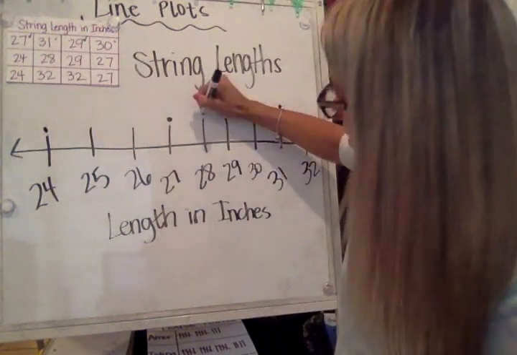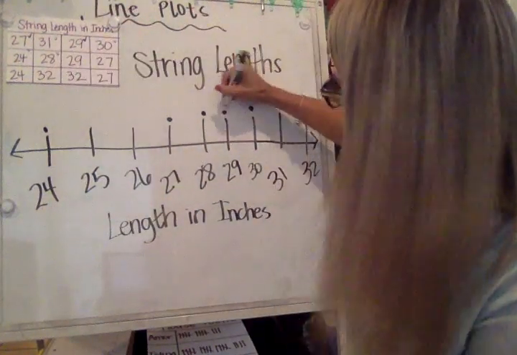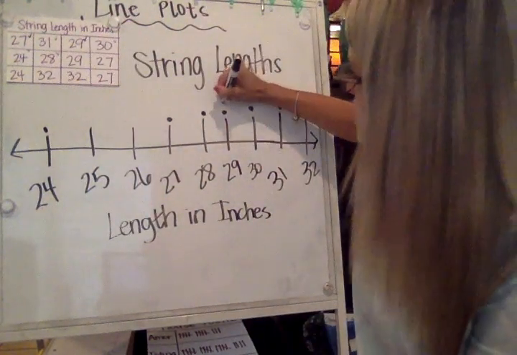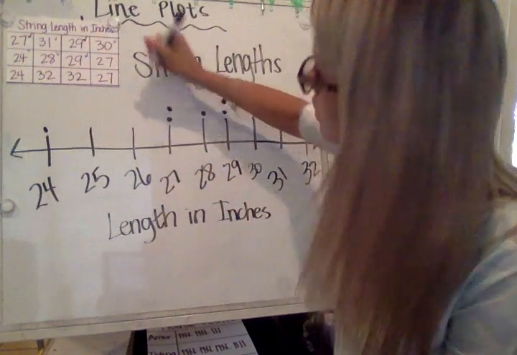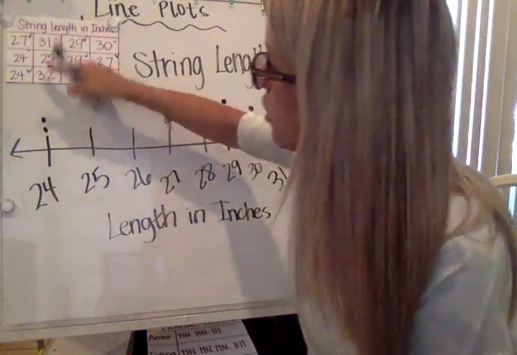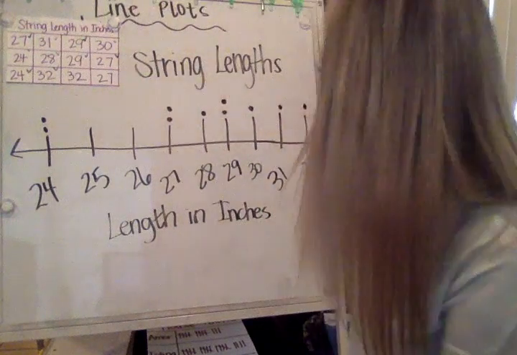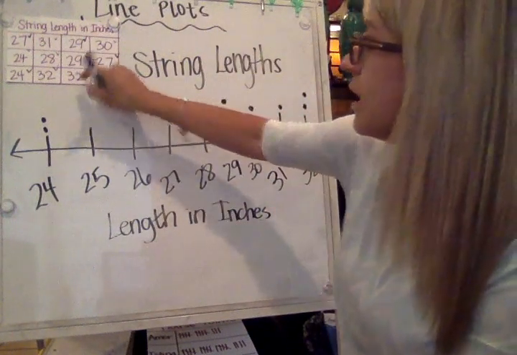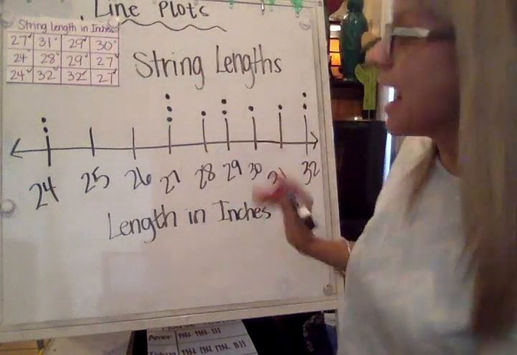28, oopsie, I forgot to check it. 29. Oh, I already had a 29. Now I have two 29s. 27. 24. 32. Oh, that's the largest number. Another 32. And then another 27. All right, and that's it.